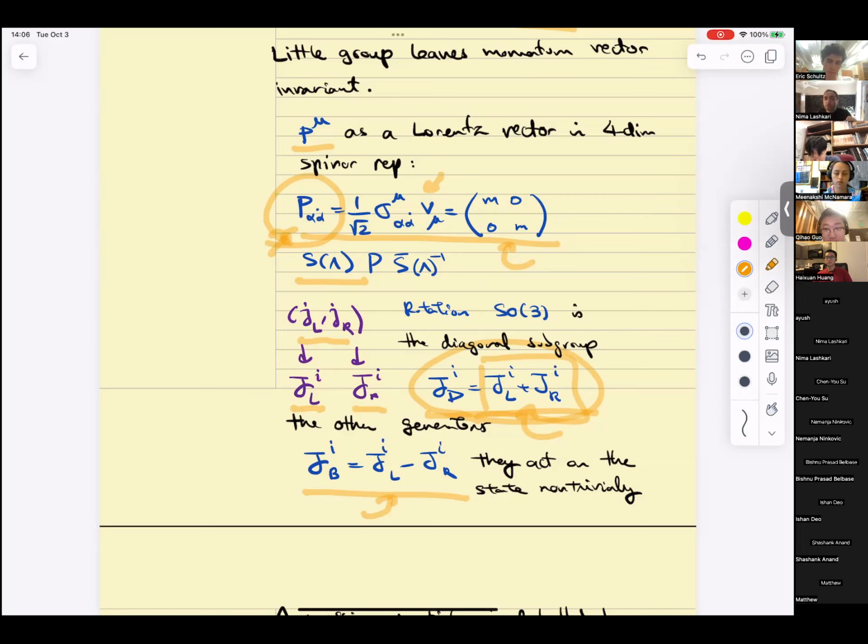So in summary, I first described why these rotations do nothing, because nothing is happening to P^μ. You're in the rest frame, the vector is 0. And then this is the same thing described in the spinor representations. It's the SU(2) generated by the diagonal part of SU(2) left, SU(2) right.